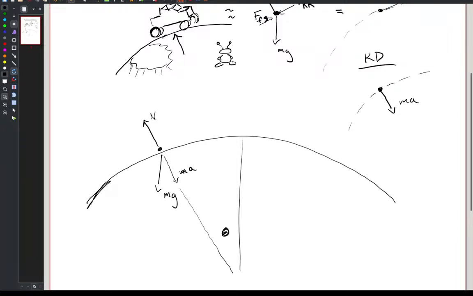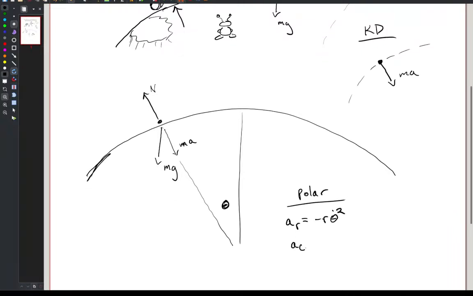What do you want to do? Polar could work. The radius is constant, and you just change theta.